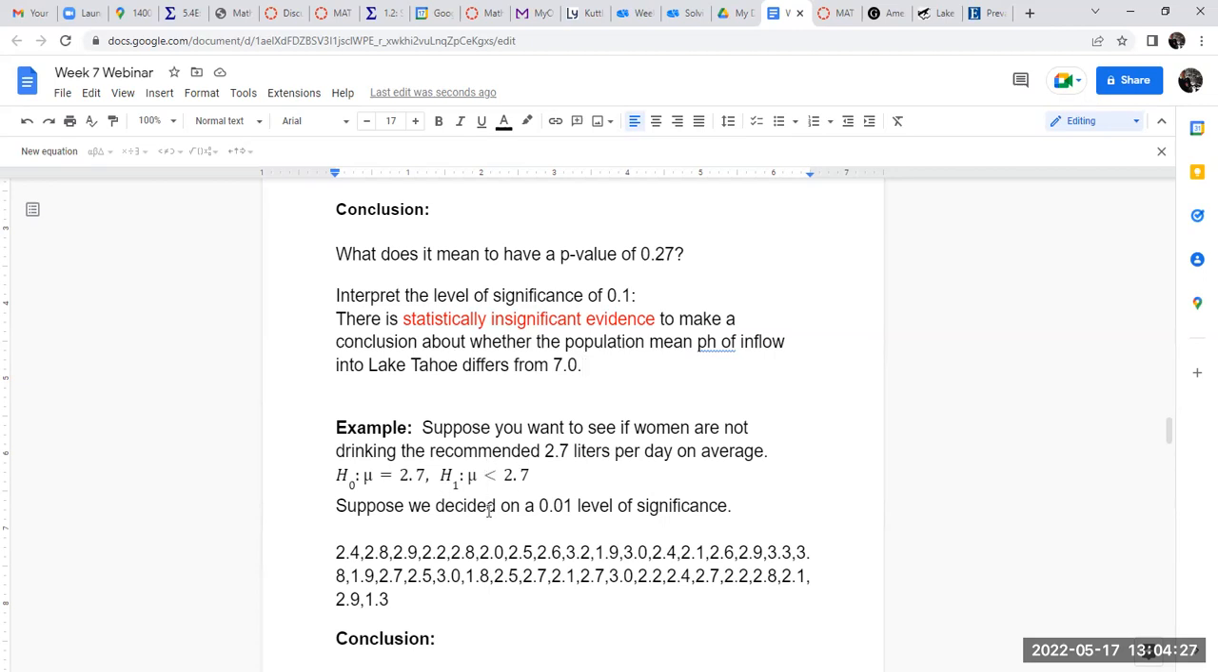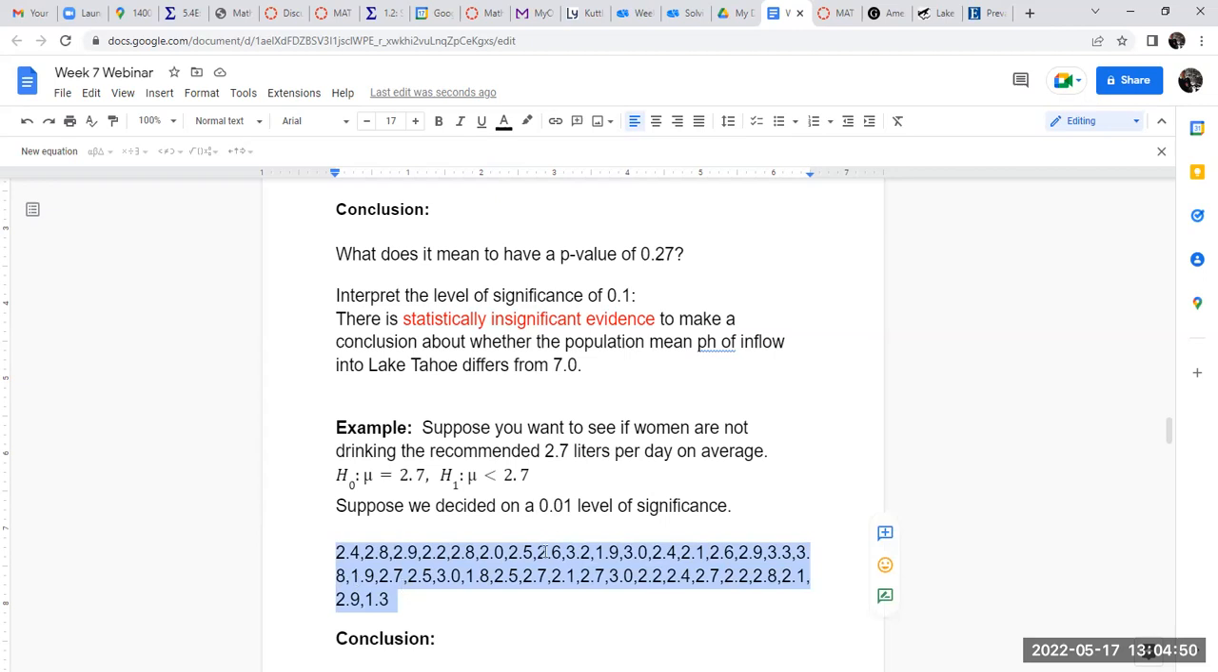Just out of curiosity, if you change that question to do you drink 2.7 liters a day, then that would be a proportion, correct? Because then it would be a yes, no. Yeah, that was a survey question. Okay. Right. But I gave you data, which I made up, by the way, but I gave you data.